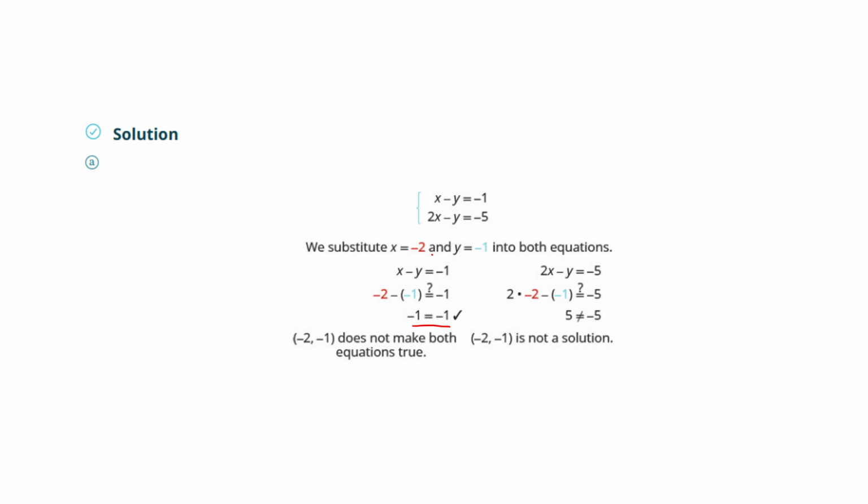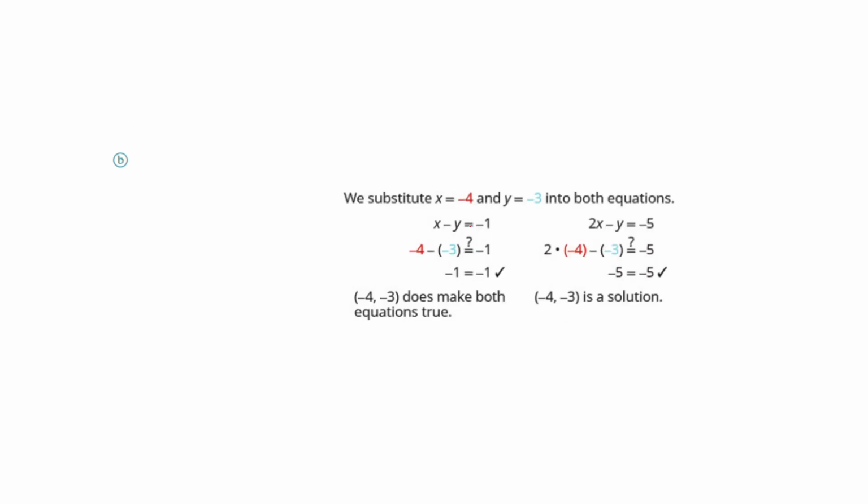Let's try again. Let's put those points into this second equation. And when we crunch it down, notice the order of operations here. I'm subbing in, so I'm putting in parentheses. I got double negatives. I get 5 equal to -5. That's not true. So this point is not on both lines. It is not an intersection point. It's not a solution to the system.